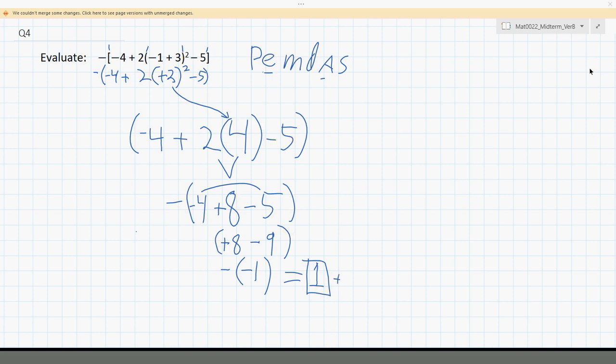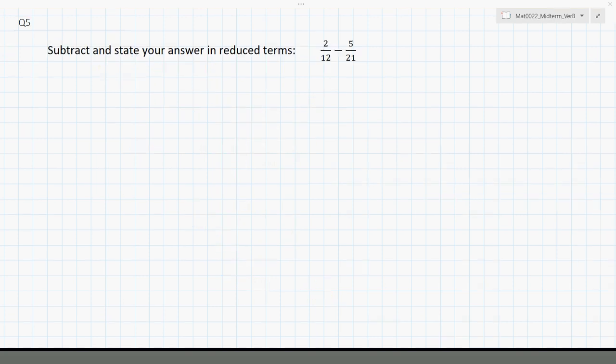We're now going to question 5. Subtract and state your answers in reduced terms. Because we're having to do addition, subtraction of fractions, we need to find the least common multiple between the two of them. Least common multiple, not greatest common factor, least common multiple.